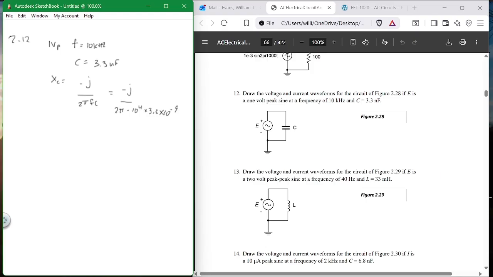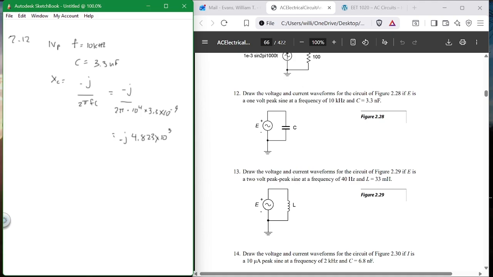So what did you get for that? Anybody get the answer? 4.823 times 10 to the third, right? And there's a minus j in front of it. So this time we have to use the minus j.